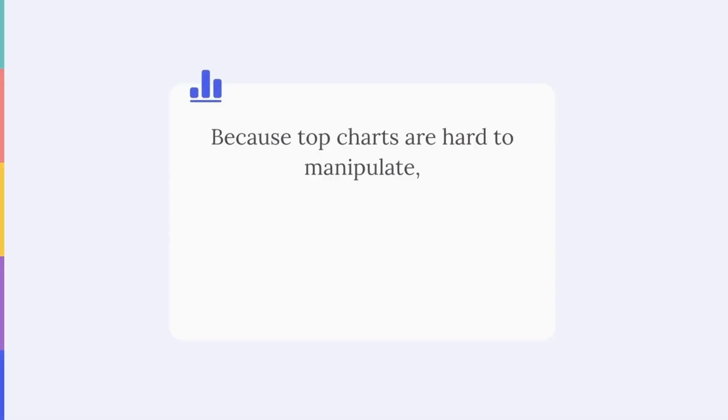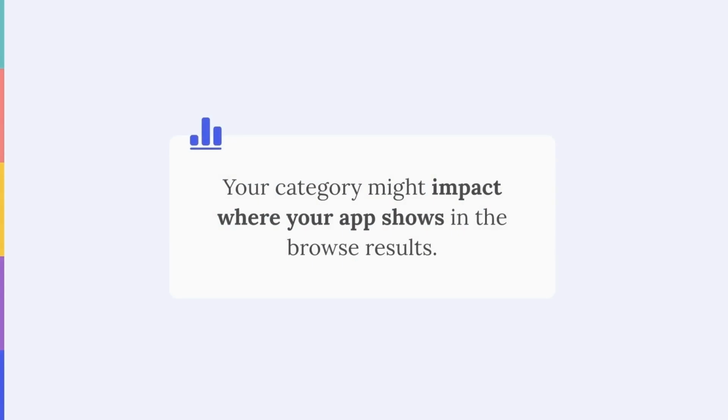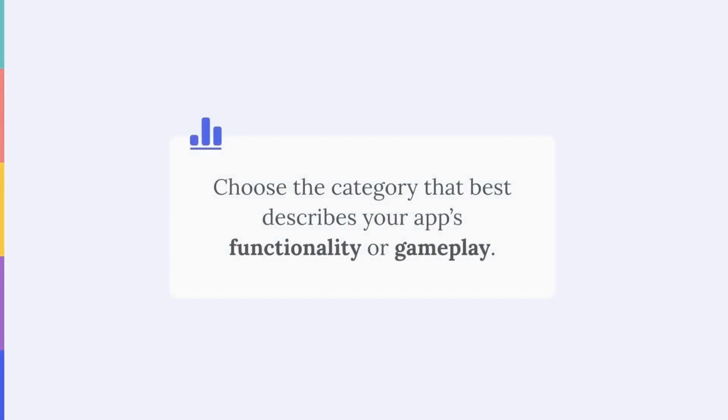Because top chart rankings are very hard to manipulate and are no longer that visible, especially on the App Store, reaching the top of your category shouldn't be a North Star metric that defines your ASO strategy. Nevertheless, your category does tell the stores about the nature of your app and might impact where your app shows in browse results. Therefore, we recommend that you choose your category carefully. The main rule of thumb to keep in mind is to choose the category that best describes your app's functionalities or gameplay.